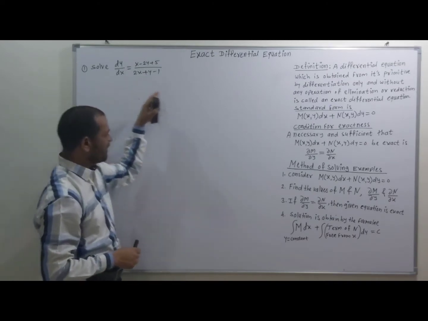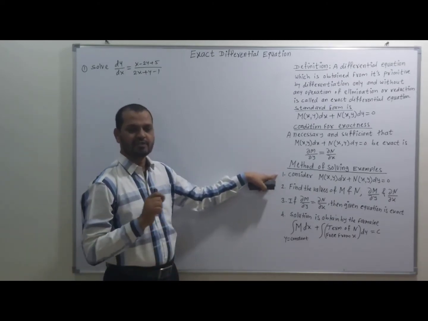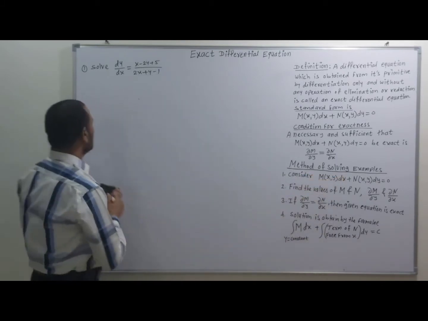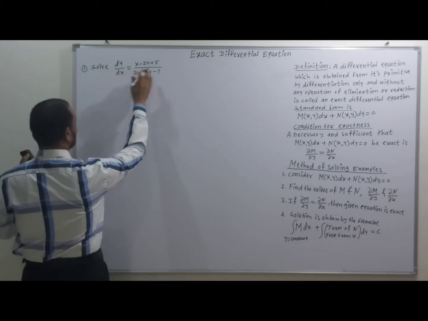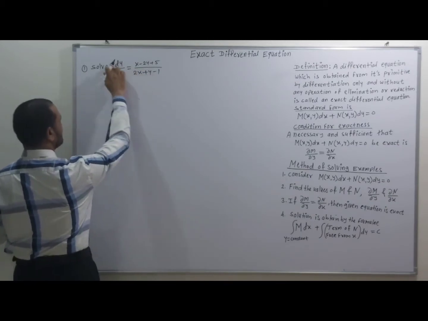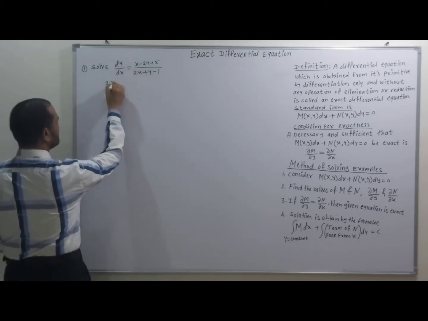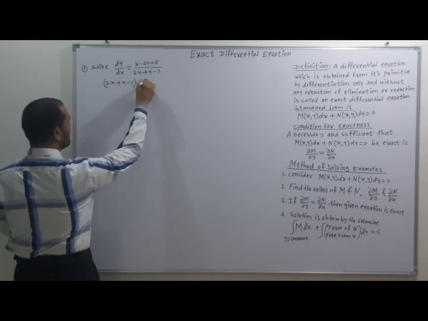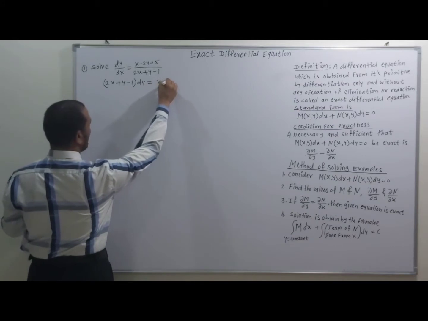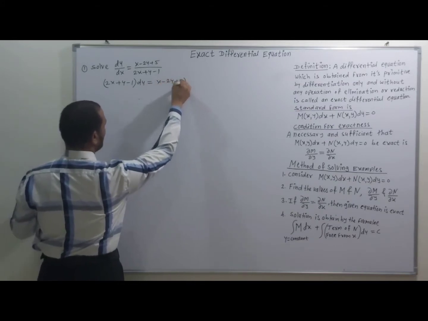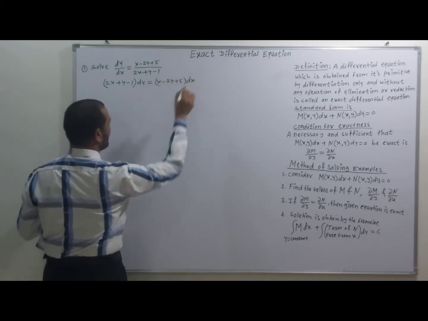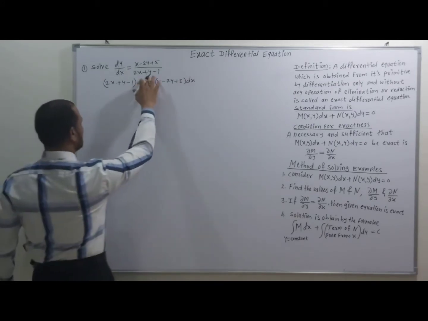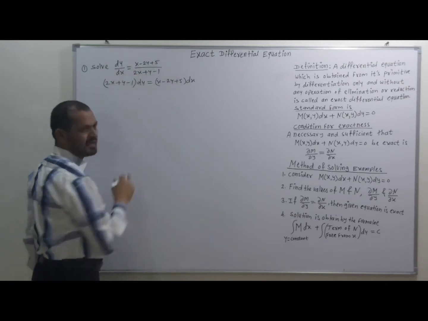The very first step for solving the example is to convert the given equation in terms of M dx + N dy. If we rewrite this equation, we take the denominator to this side, so we get (2x + y - 1) dy = (x - 2y + 5) dx. We just take the denominator from the left side to this side and this dx to the right side.